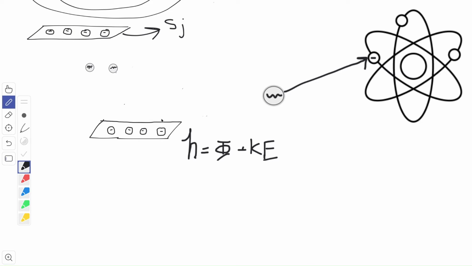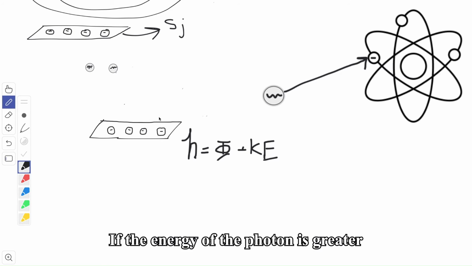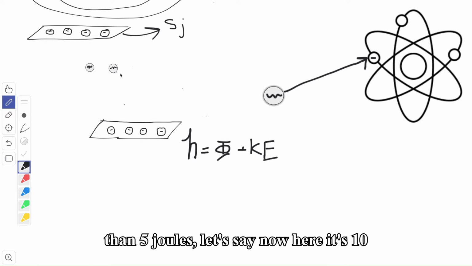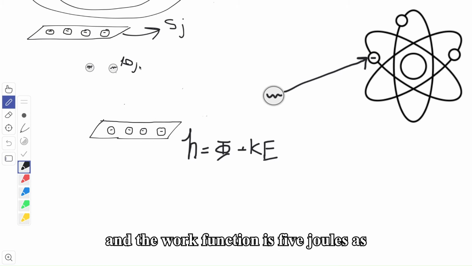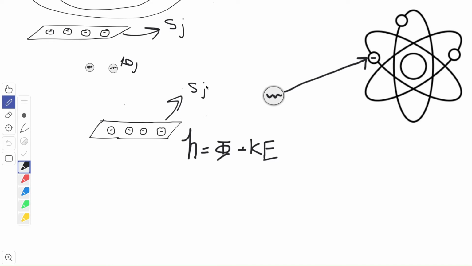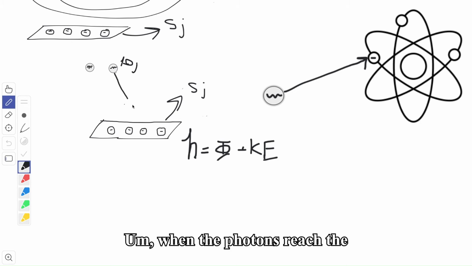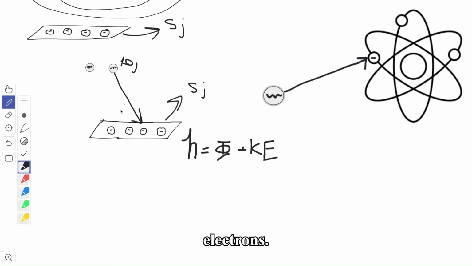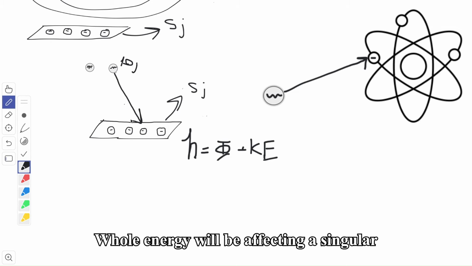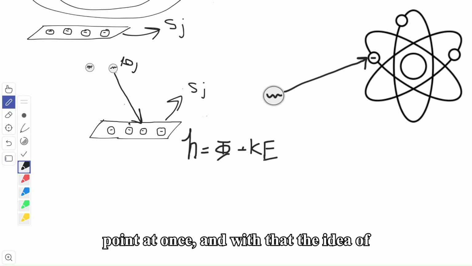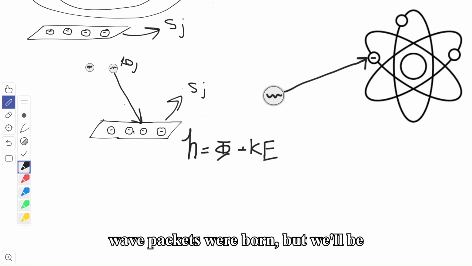Let's now see. If the energy of the photon is greater than 5 joules, let's say here it's 10, and the work function is 5 joules as well, then when the photons reach the electrons, the whole energy will be affecting a singular point at once. And with that, the idea of wave packets was born.